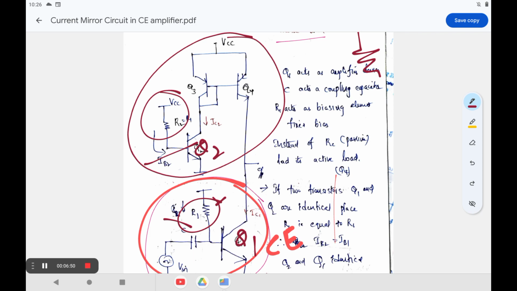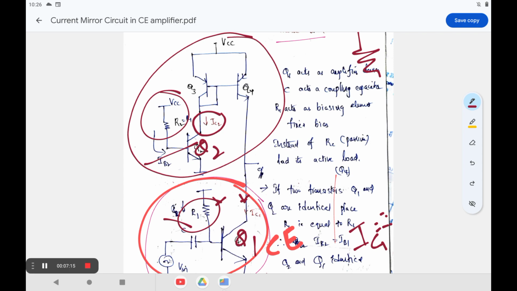So from this discussion, let us see the current IC2, that is nothing but the current passing through the Q2 transistor, is also equal to the current passing through the Q1 transistor. From this, we can say that the current IC1 is equal to IC2.